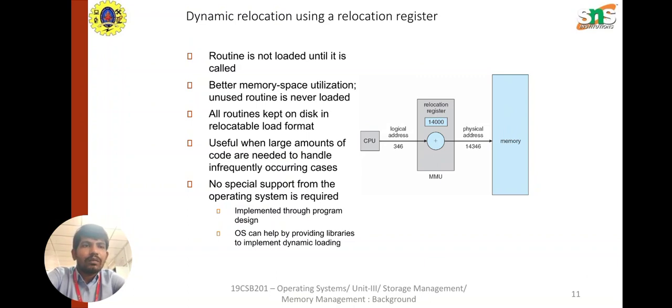So we have a CPU and a memory. The logical address is 346, and the relocation register is 14000. So the physical address is 14,346. This is the exact address that is held in main memory.